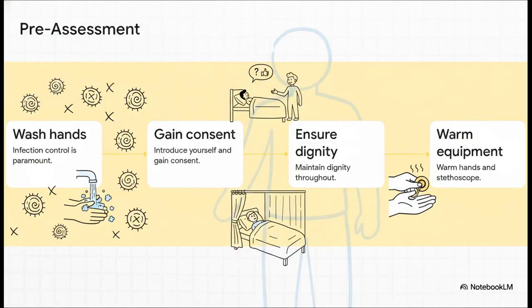Now, before we even think about laying a hand or a stethoscope on a patient, there are some essential preparatory steps. And honestly, these are just as clinical as checking a pulse. Infection control is paramount, so hand hygiene happens before anything else, for sure. Then it's all about introducing ourselves and gaining explicit consent while making absolutely sure the patient's dignity is maintained. Expose only what is strictly necessary. Oh, and here's a fantastic pro tip from the framework. Warm your hands and your stethoscope before making contact. It builds trust, it keeps the patient relaxed, and ultimately, it gives us a far more accurate assessment.